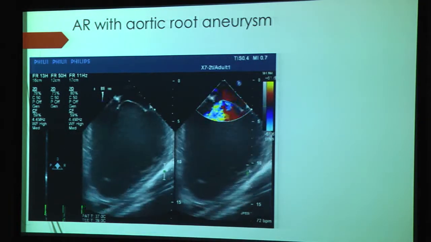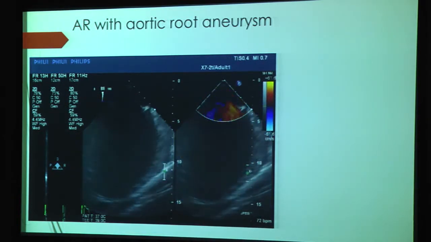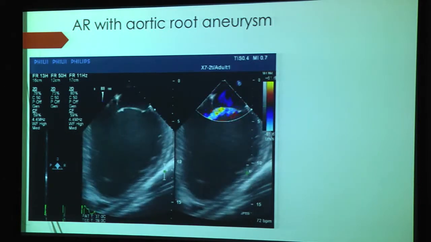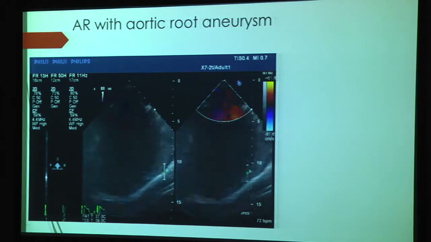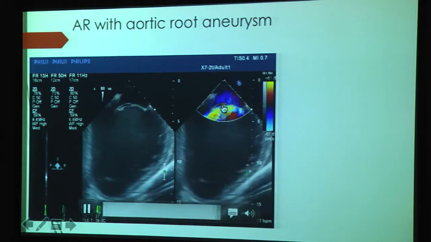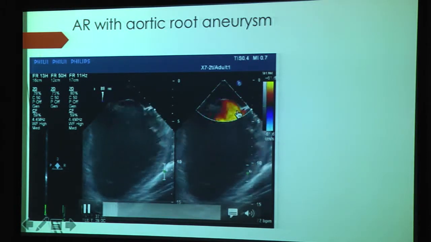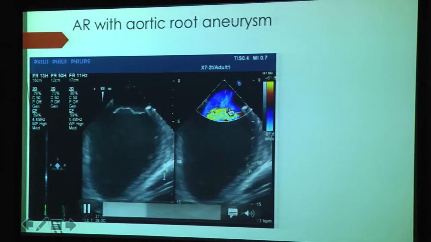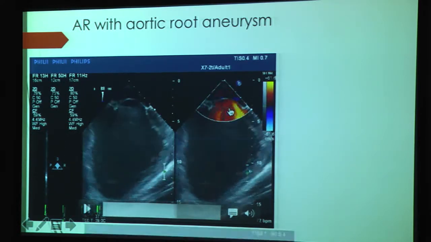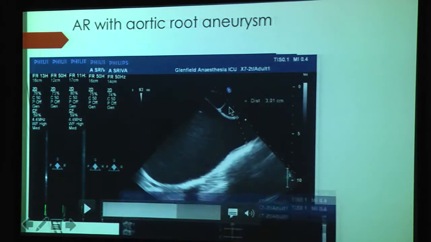This is a two-chamber view, and you see how the regurgitation jet affects the mitral valve by bowing it into the left atrium. This is probably the mechanism that led to the perforation in the patient with endocarditis rather than an infection. Sorry.